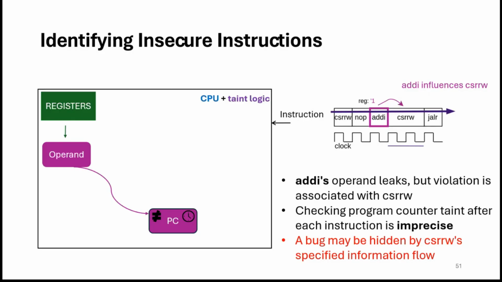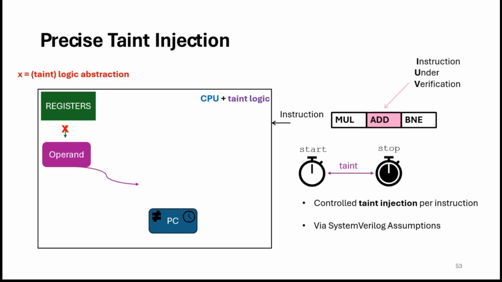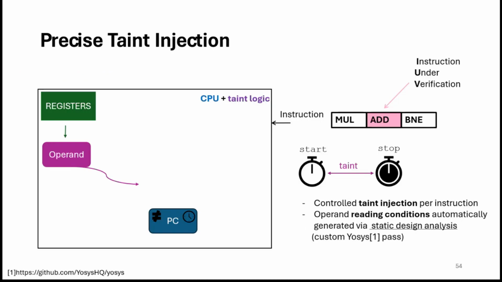We need something else. What we do to solve this is that we precisely taint-inject one instruction at a time. We write SystemVerilog assumptions that achieve this. It's one instruction at a time per sequence, but for every possible sequence. We use a logic abstraction on the taint signal to achieve this, and with the assumptions we create, we change when the taint is going to enter the design. And we do that based on reading conditions that are automatically generated from the design.